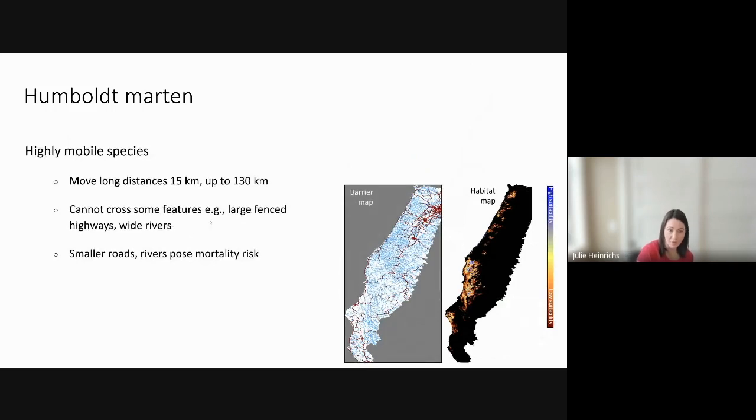So this species is pretty mobile. It'll move pretty good distances, and it can cross a number of features, but not all of them. This is a pretty complex landscape with a lot of rivers and roadways of various sizes and challenges. And there's more habitat out there that we think the marten may not be occupying but potentially could, and we're wondering if it is an access issue.